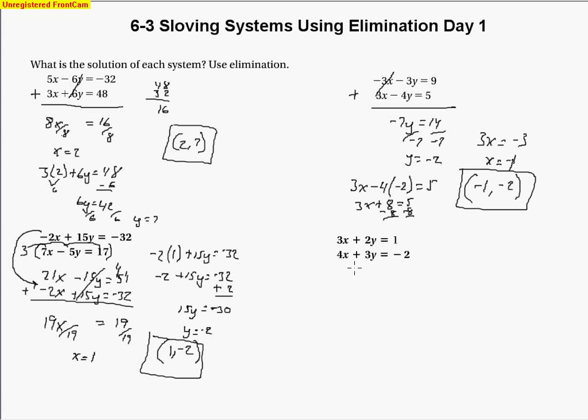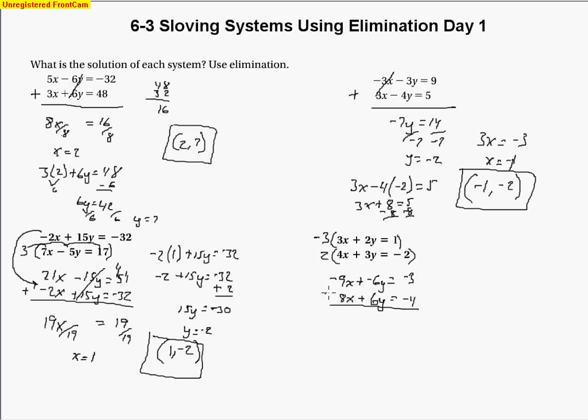Elimination gets really tough when you can't just multiply one equation by a number, and you need to multiply both equations. You get to choose which one's easier to eliminate. I'm going to choose to eliminate the y's. I'm going to multiply this top one by negative 3, the bottom equation by positive 2. When I do that, I'm left with negative 9x minus 6y equals negative 3. On the bottom I get 8x plus 6y equals negative 4.